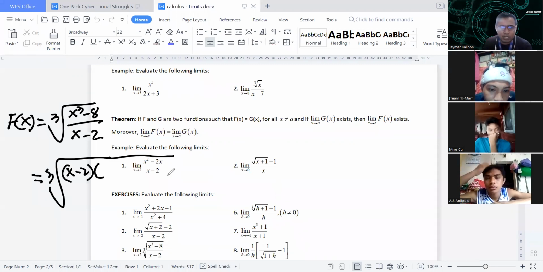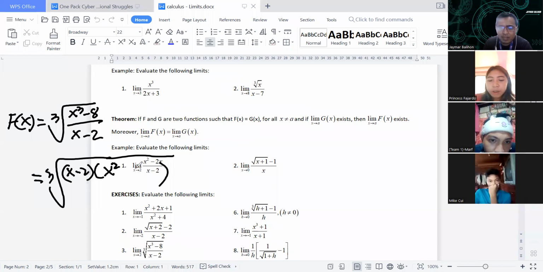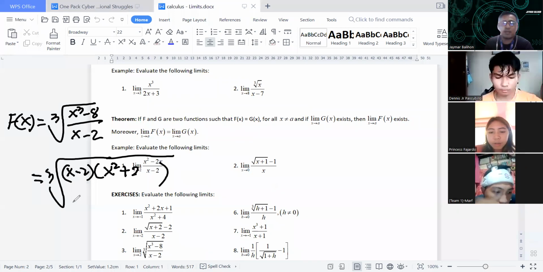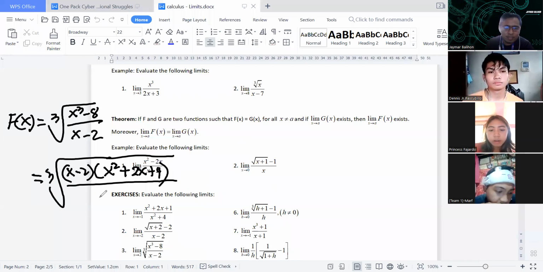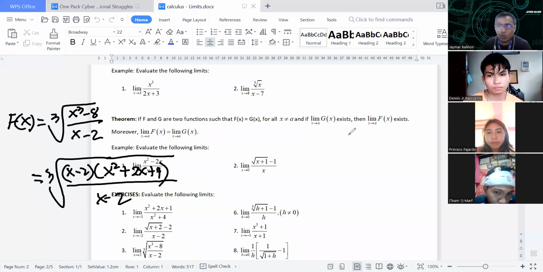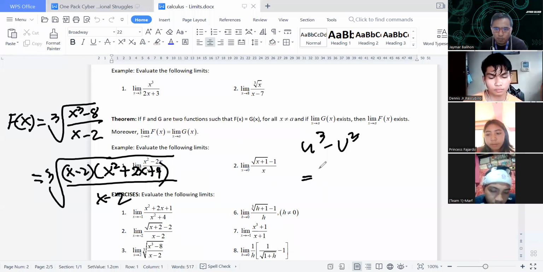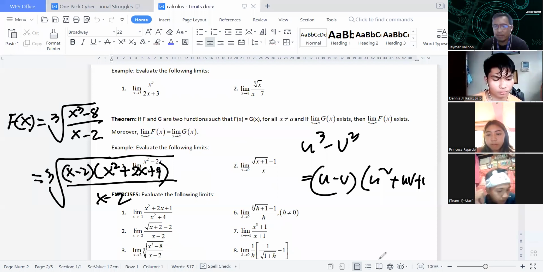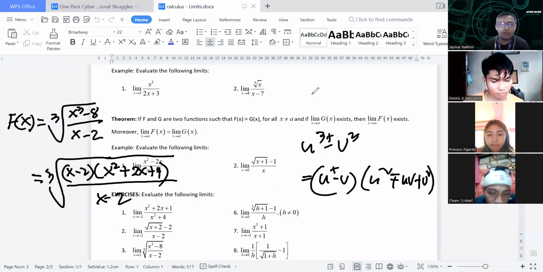For the other factor, can you help me? It should be x squared plus 2x plus 4. Very good. I think you know that already, no? Times x minus 2. That is from your previous mathematics, factoring the difference between two cubes. The difference between two cubes states that if you have u cubed minus v cubed, this is equal to u minus v times u squared plus uv plus v squared, right? Sum and difference of two cubes.